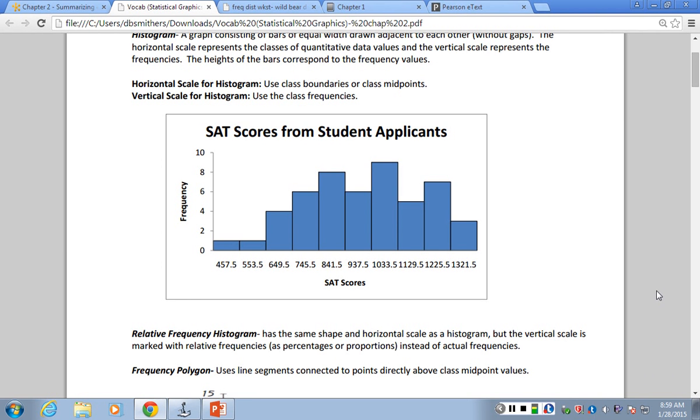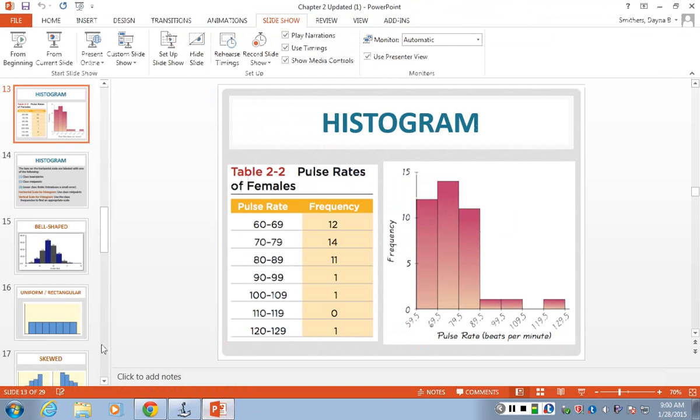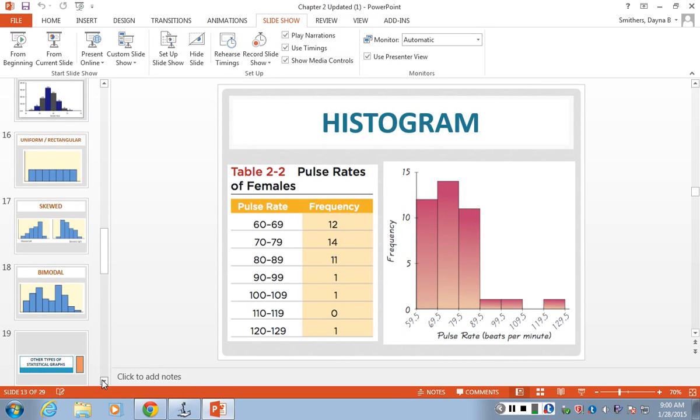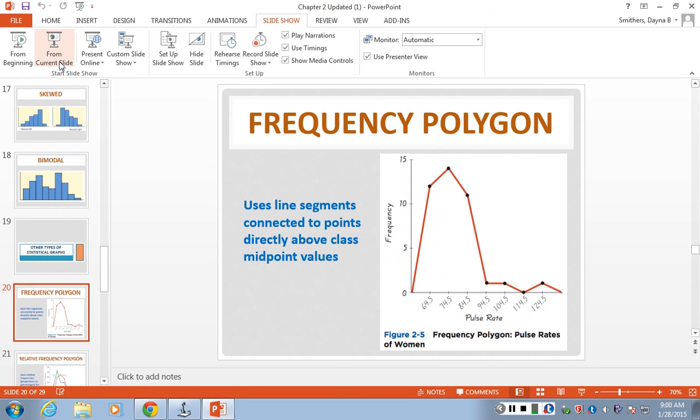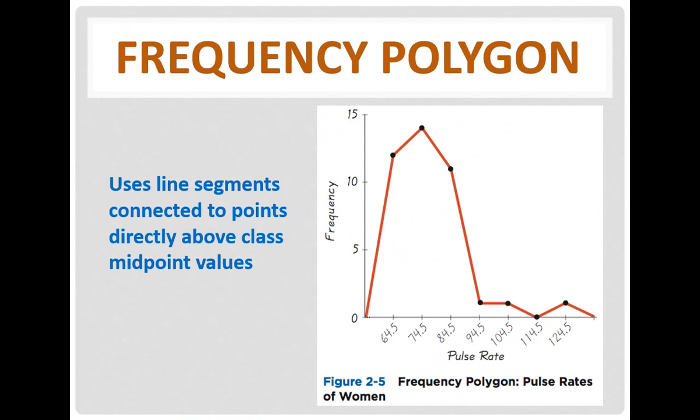So let's now go to the next one. Let me just jump down a little bit in the PowerPoint. We just did this last class. Here we go. A frequency polygon. In a frequency polygon, you use line segments connected to points directly above your class midpoint values. So, similar to the histogram, we have the midpoints on the horizontal, frequency on the vertical, but now, instead of doing bars, I'm going to have a dot to represent my actual data points with the dots connected. Okay? That's your frequency polygon.